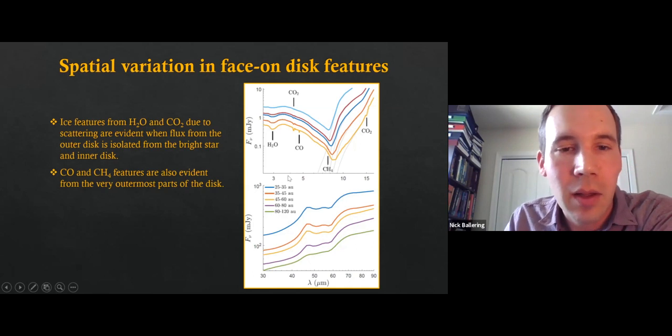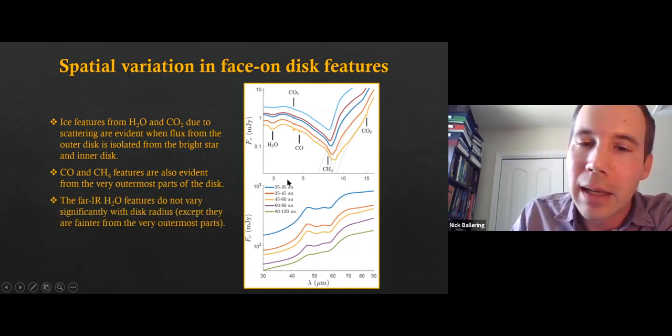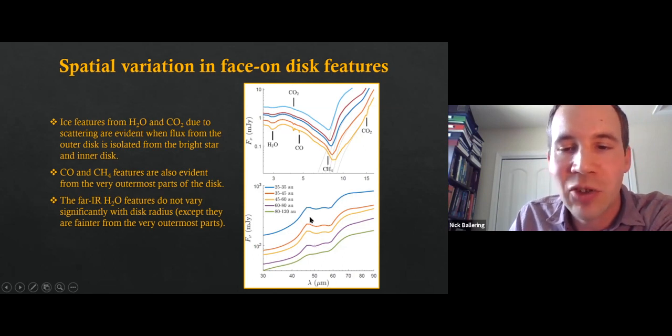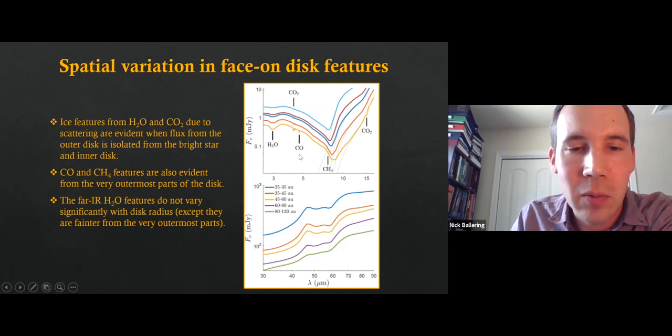Doing the same thing for the far-IR region, the feature strength over continuum doesn't change too much based on what sort of aperture of the disk you're looking at, although at the very outermost parts of the disk, the features do get a bit weaker.